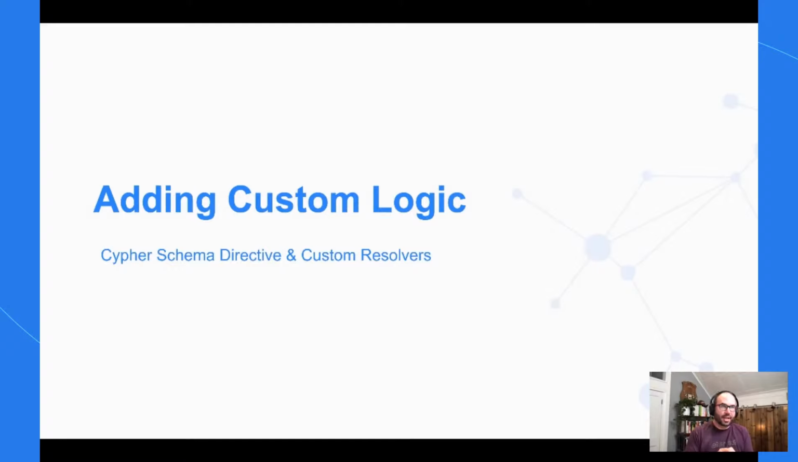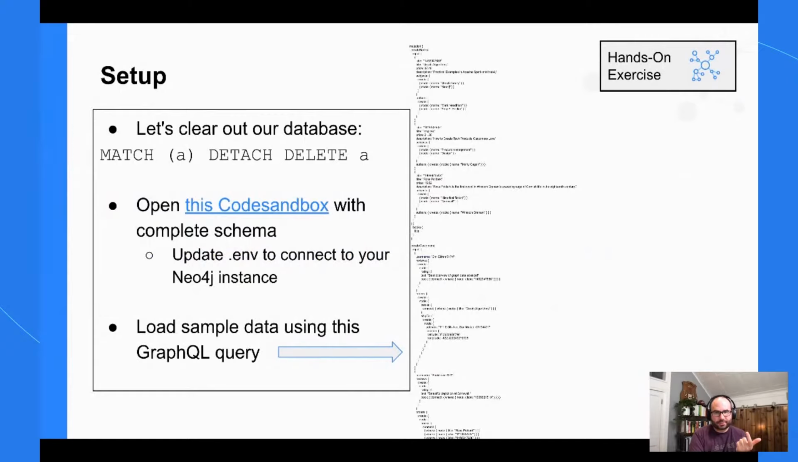And there's also the Graph Academy training, which has this content plus a bit more that you can take as well. You also get a certificate for that one. But let's talk through this a little bit. So adding custom logic. There are two ways to add custom logic to a GraphQL API that we've created using the Neo4j GraphQL library. One is the Cypher schema directive. The other is by implementing custom resolvers.